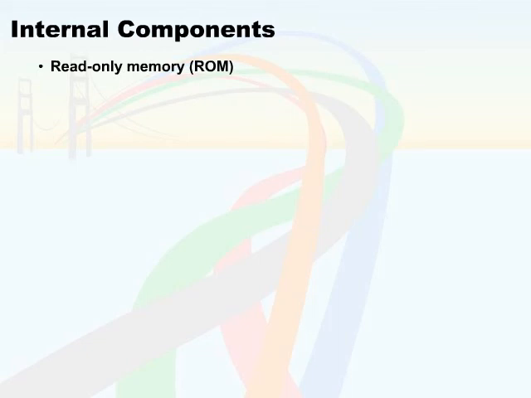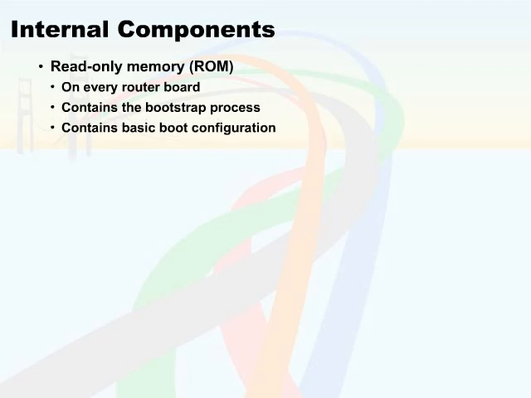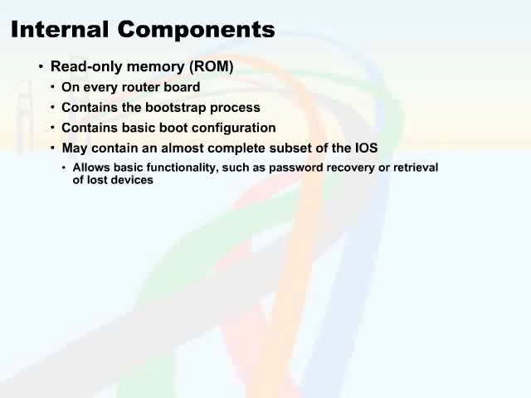Now the next area that is very important in a router is what is known as read-only memory, or ROM. There's going to be a ROM chip on every single router board that contains the bootstrap process that begins the boot, and this starts the router up for the very first time when you power it on. It's the very first thing that's going to be used. It contains a very basic boot configuration, and in some cases, on some routers, it will contain almost a complete copy of the Internetwork Operating System. Now, it won't be a complete copy from the standpoint that you have full functionality, but enough of the IOS, or the Internetwork Operating System, for you to do some of the basic functionality if you have to.